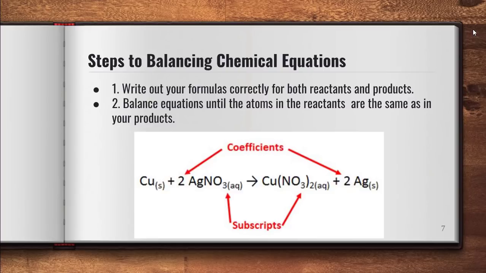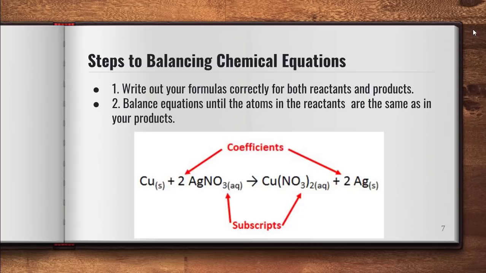Secondly, you should be able to balance your equations until the atoms in the reactants are the same as the atoms in the products. So in this case, we added two coefficients here in order to successfully balance our equation. You notice that if we didn't have the coefficients, we had one copper and one copper. We had one silver on the left, one silver on the right. We had one NO3 on the left and two NO3s on the right.